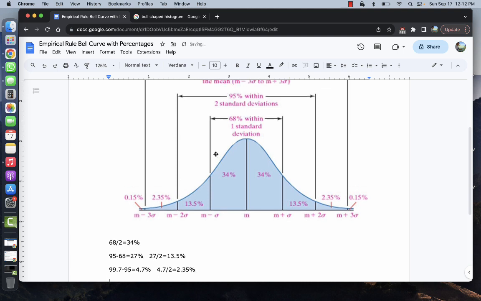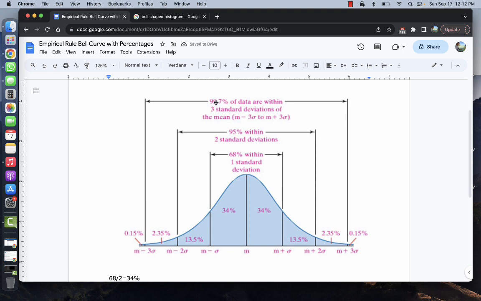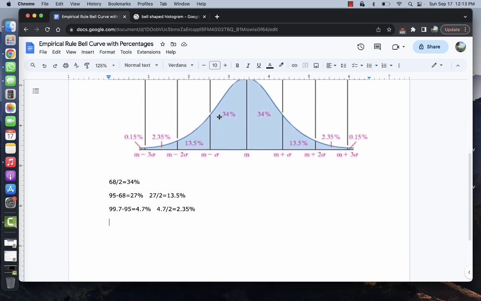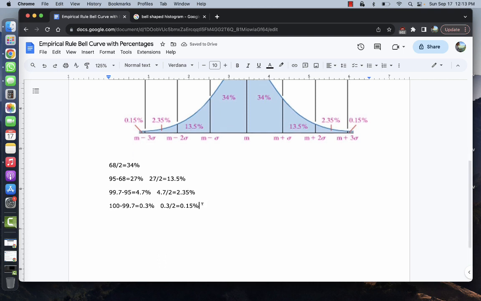And then lastly, the last bit, remember 99.7 is not all of it, 100% is all of it. So we don't have 0.3% accounted for. So when we do 100 minus 99.7, that's the 0.3% that is not accounted for here. Then we need to divide that by 2, and that's how we get the 0.15%. I want to be very clear about this. This is 0.15%. This is not 15%.